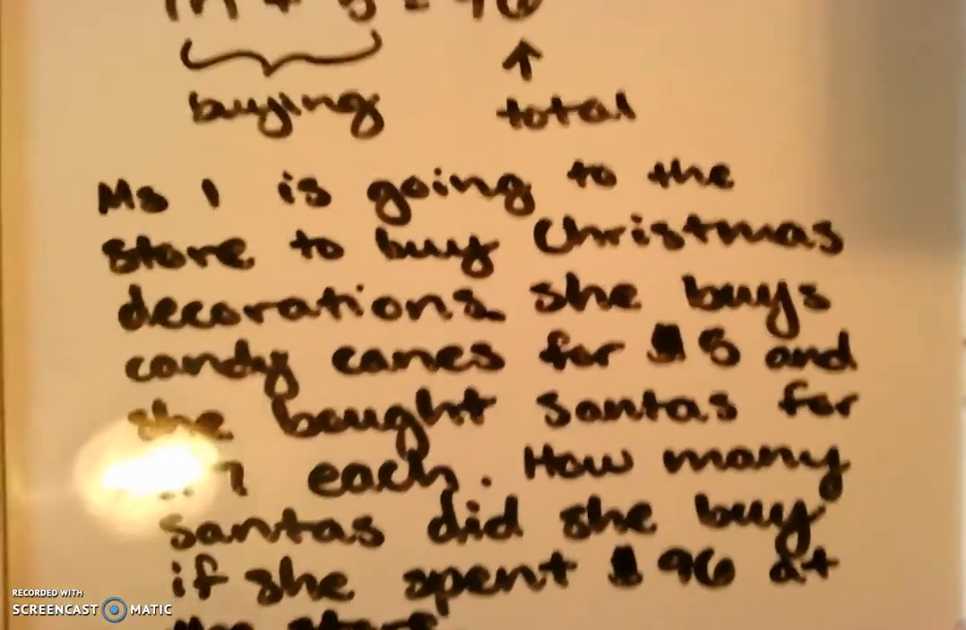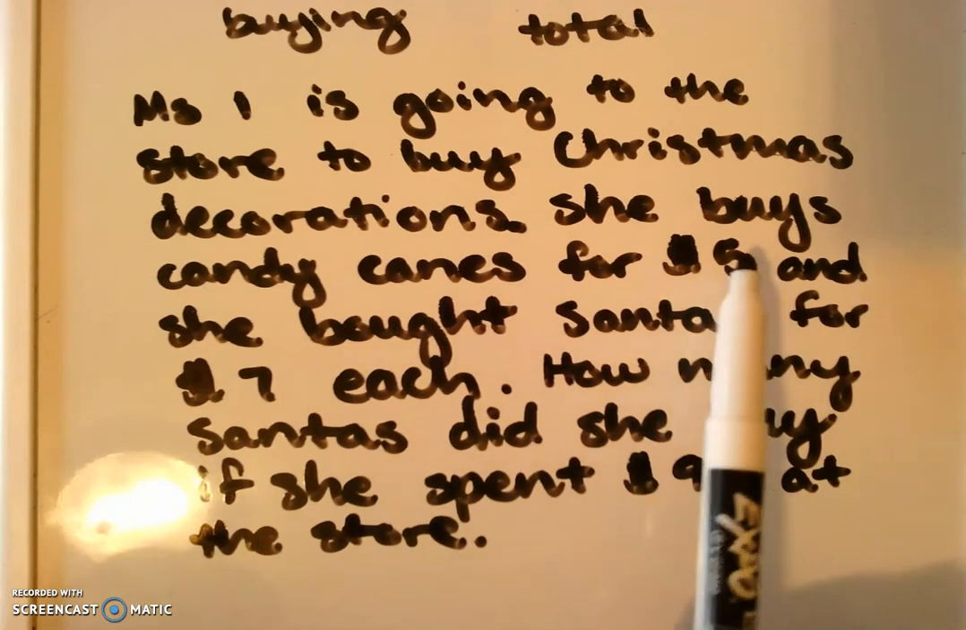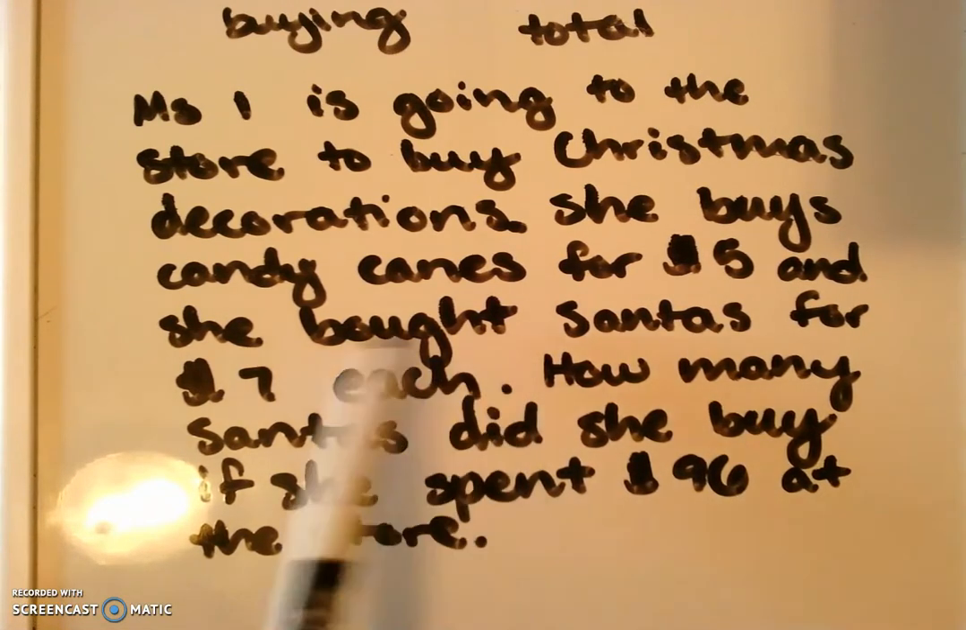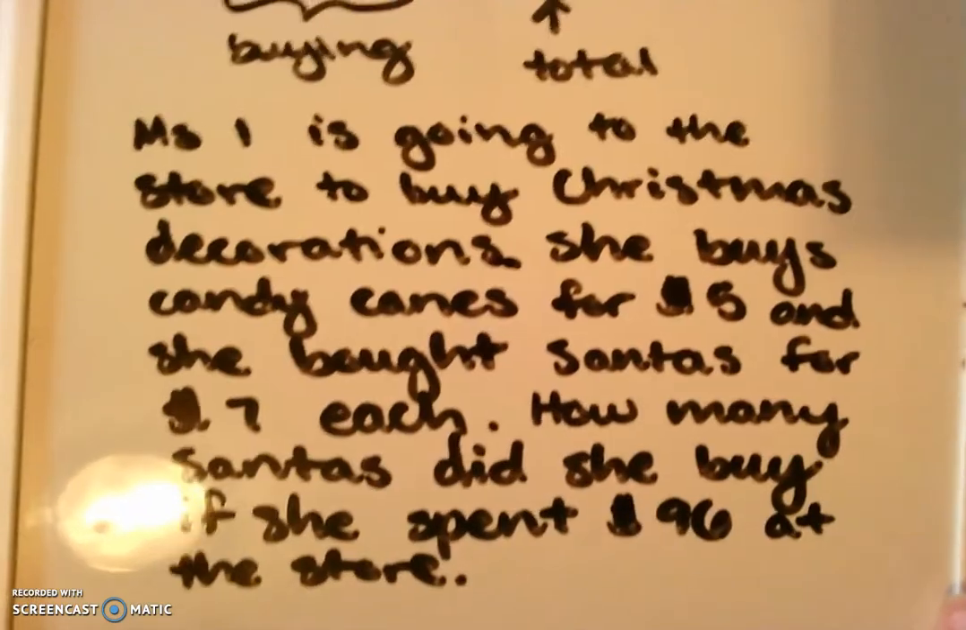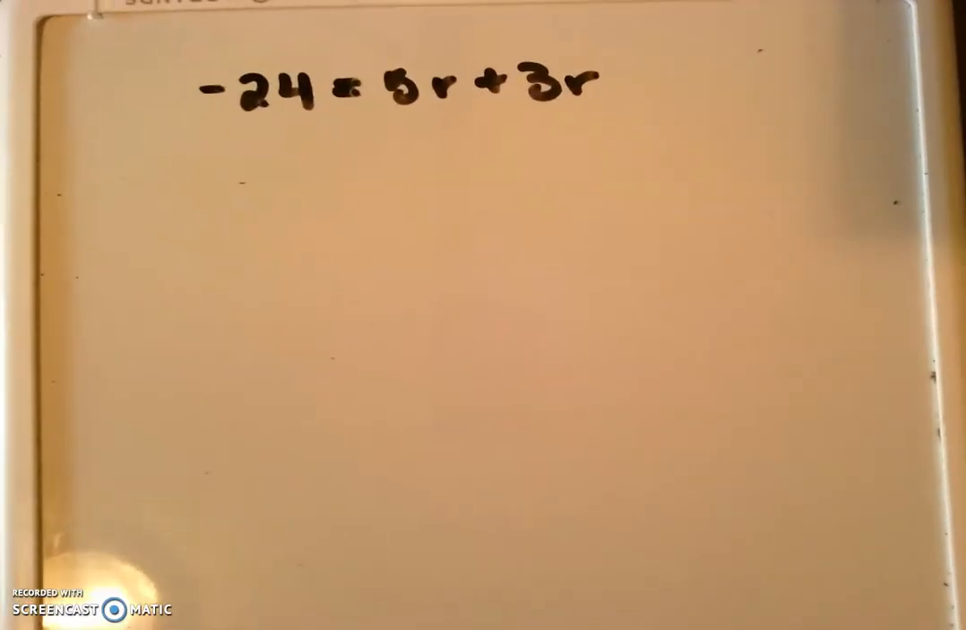You know that you're done when you have everything in your problem. So I have my 5, my 7, and my 96. I know I have a variable in there because of the each. And I have my question. So how many Santas did I buy? So that's one example for a two-step equation. We're going to do one more example.